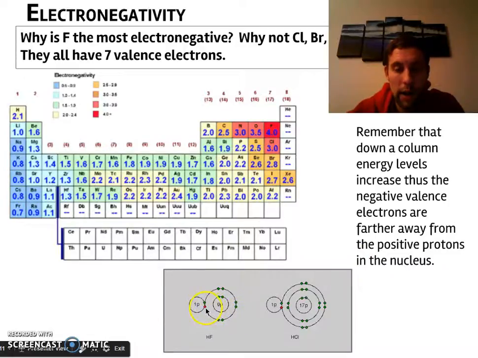So that's why if you look at HF versus HCl, the distance between this electron here being pulled to the center, or this one here being pulled to the center, this electron is much closer to the protons in the center here than this electron is, because it's got a whole other energy level in HCl than there is in HF. So fluorine's got a much higher electronegativity than chlorine does.